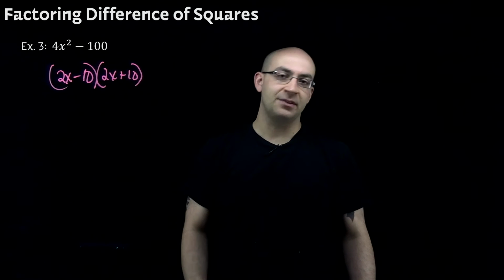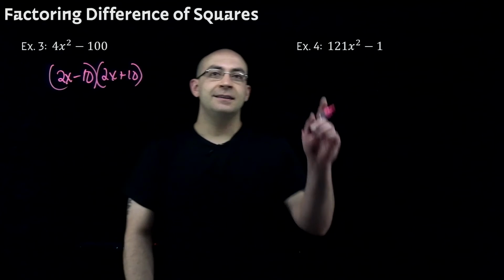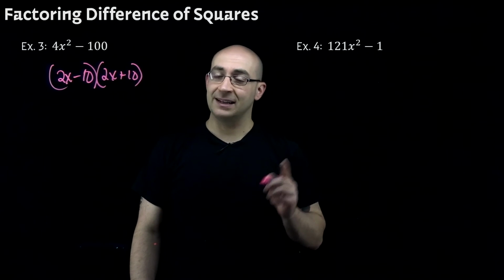So we're just left with kind of the bare minimum here. One more problem. This one's a little weird, but it's still the same process. 1 is a perfect square. It's just 1 times 1.